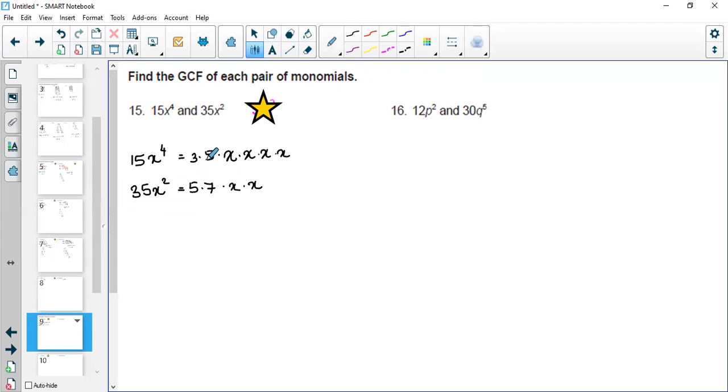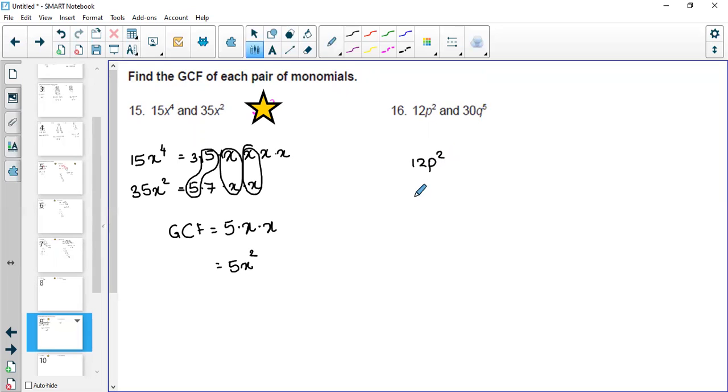Now find the common factors here. We have 5 as the common factor. Also we have one pair of x as the common factor. Also we have another pair of x as common factors, which means GCF is going to be 5 multiplied by x multiplied by x. So x multiplied by x will give you 5x squared. So the GCF of 15x to the power of 4 and 35x squared is going to be 5x squared. All that you need to do is find the prime factorization for the number and then expand the value of x. That's all.